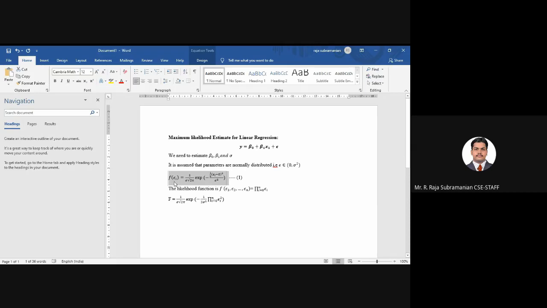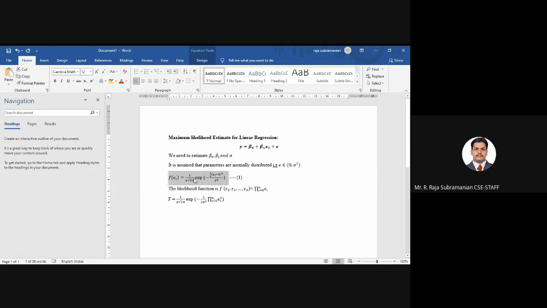So it is f of epsilon i is equal to 1 by sigma root 2 pi, exponent of minus 1 by 2 into epsilon i minus 0. Why I put 0 here is I assume it is being normally distributed. So my mean is going to be 0. So epsilon i minus 0 the whole square divided by sigma squared. Right. So for epsilon also I'm saying a sigma. Right. So it is epsilon i minus 0 the whole square divided by sigma squared.